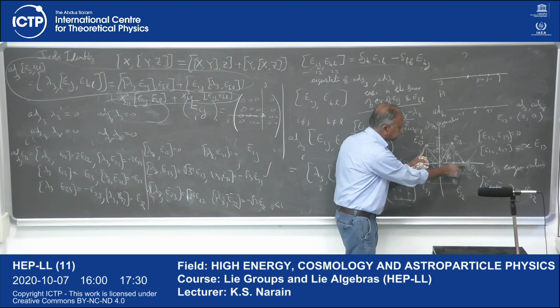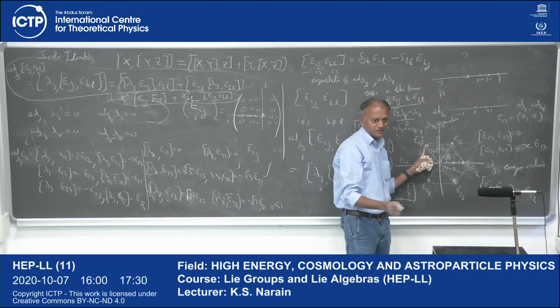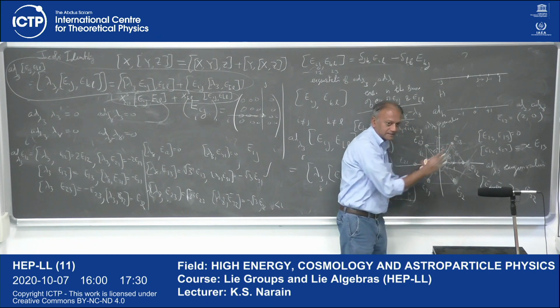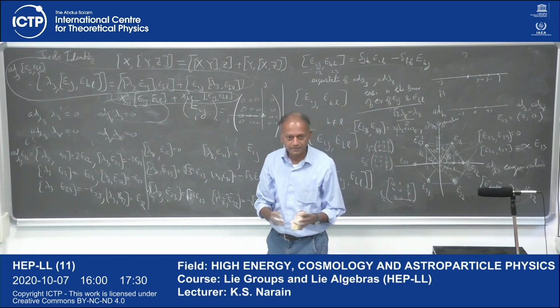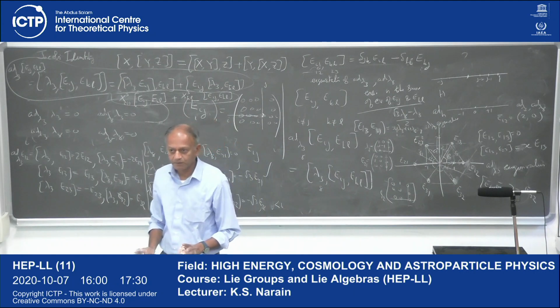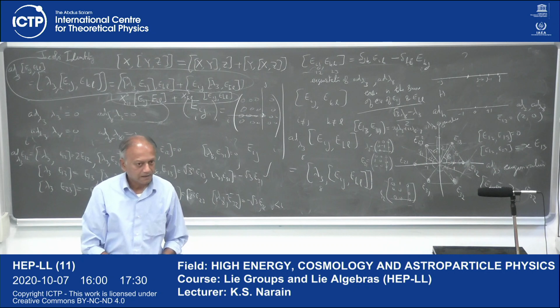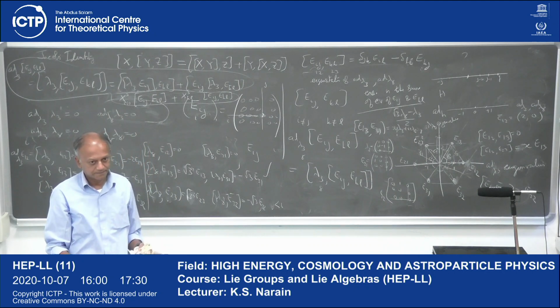Sigma plus and sigma plus prime don't commute, because we saw that this commutator gives you that. So it is rather complicated, but nevertheless there are SU2 subalgebras, several different SU2 subalgebras. But they just don't commute with each other. That is the point.